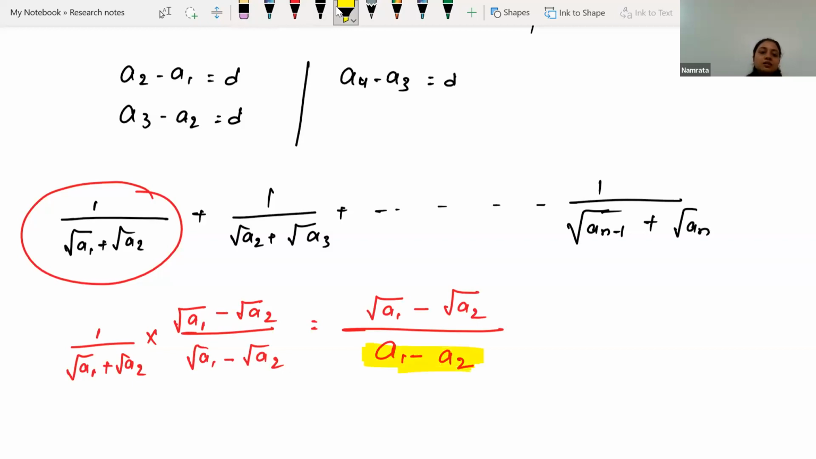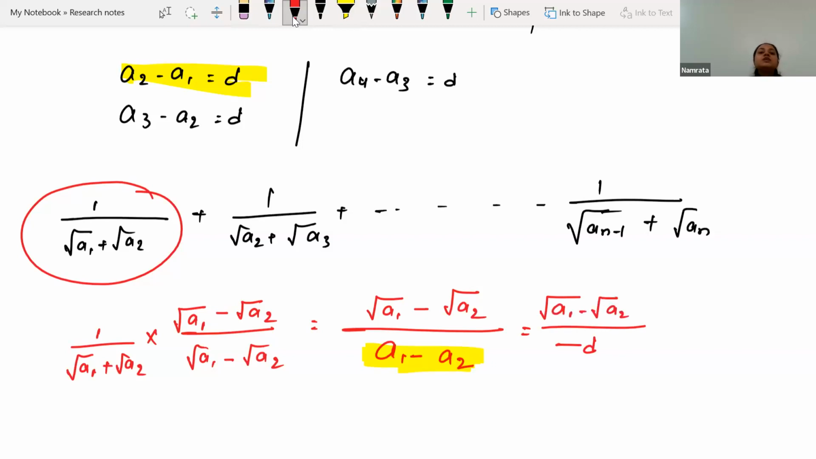Can I write this denominator as a negative d? Because d means a2 minus a1, and I am having a1 minus a2. So can we write a1 minus a2 as minus d? Yes, ma'am. Let's write it.